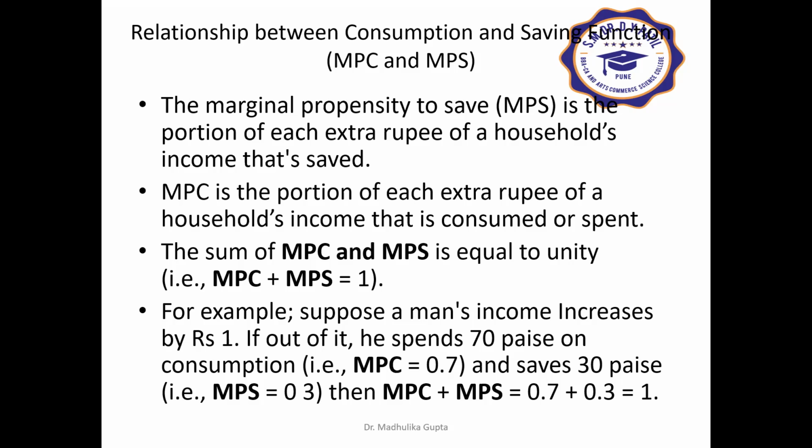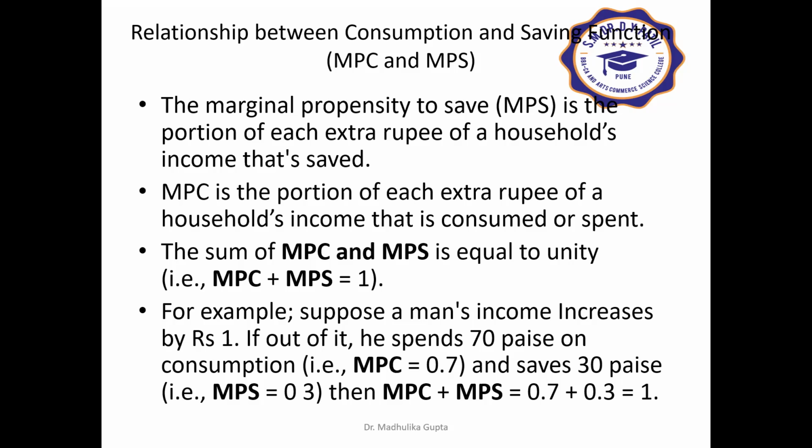How? The MPS is the portion of each extra rupee of a household income that's saved, and MPC is the portion of each extra rupee of a household income that is spent. So the sum of MPC and MPS is equal to 1. For example, suppose a man's income increases by rupees 1, and out of it he spends 70 paisa on consumption, then MPC is 0.7, and he saves 30 paisa, so MPS is 0.3. So MPC plus MPS is 0.7 plus 0.3, which is equal to 1.